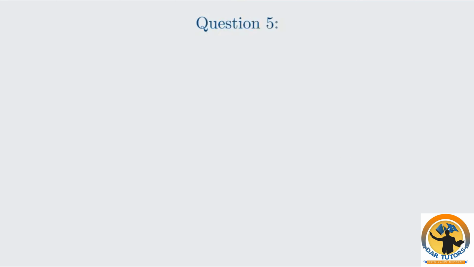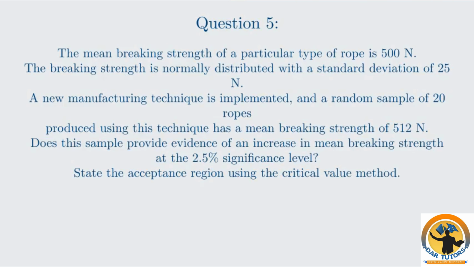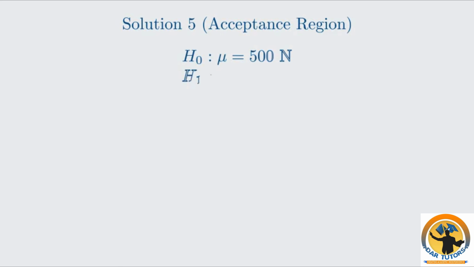Here is question 5. Here is the solution to question 5. This time, we'll find the acceptance region. The question asks if the new technique has increased the breaking strength, which means we are looking for evidence that the mean is greater than 500. This is a one-tailed test. So H0 is mu equals 500 and H1 is mu is greater than 500. The significance level is 2.5%, so alpha equals 0.025.